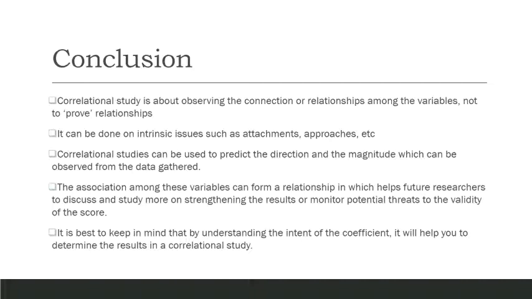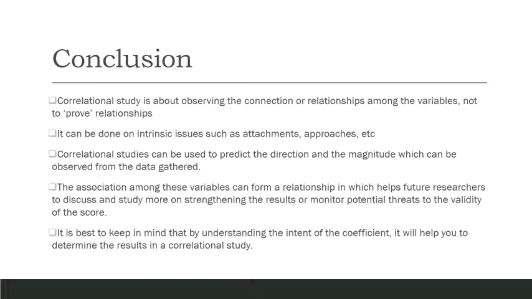So you would have to find another connecting variable to it. You would have to perform another correlational study in order to find out or predict the outcome of the study. So it is best to keep in mind that by understanding the intent of the coefficient being used in your study, it would help you to determine the results in a correlational study, because all correlational studies have to use coefficients as their base of analysis. So knowing the intention of using the coefficient would help you determine the results in your correlational study.